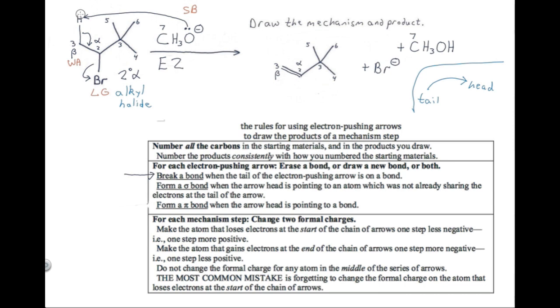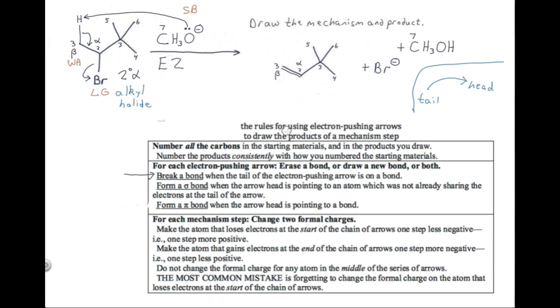Do not change the formal charge for any atom in the middle of the series of arrows. The hydrogen and carbon-3 and carbon-2 are all in the middle of the series of arrows, so we didn't change the formal charge on the hydrogen or on carbon-3 or on carbon-2. You change the formal charge at the beginning of the chain of arrows, and you change the formal charge at the end of the chain of arrows. For every mechanism step, that means that you change two formal charges.